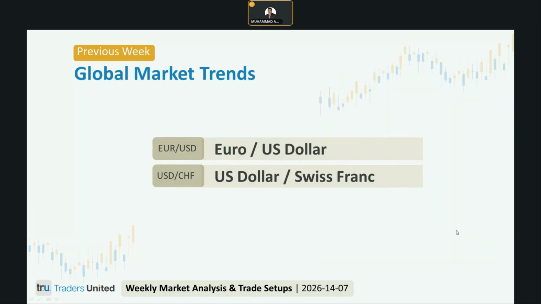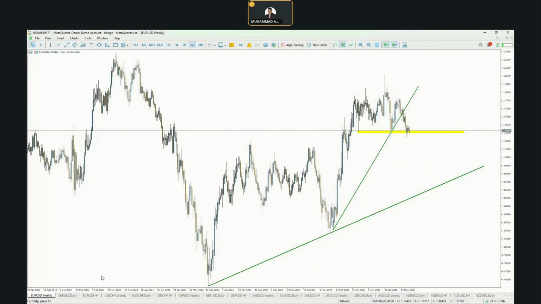Now, let us take a look at previous week global market trends. I'm going to discuss the Euro USD and USD Swiss franc currency pair. Let's start with the euro dollar first. So here's a weekly time frame. We got this breakdown over here in the price of the euro dollar currency pair.